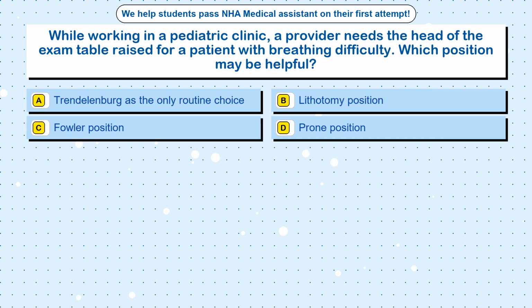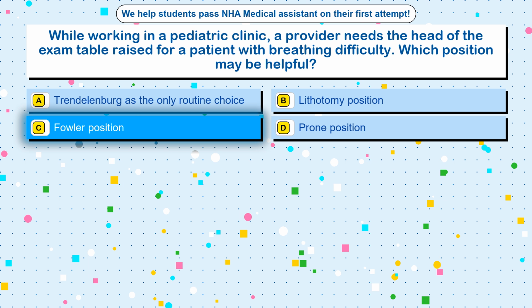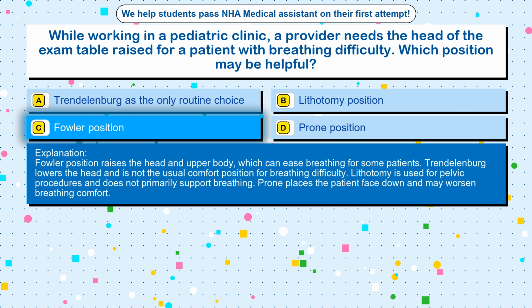Question 58. While working in a pediatric clinic, a provider needs the head of the exam table raised for a patient with breathing difficulty. Which position may be helpful? Option A. Trendelenburg is the only routine choice. Option B. Lithotomy position. Option C. Fowler position. Option D. Prone position. The correct answer is option C. Fowler position. Fowler position raises the head and upper body, which can ease breathing for some patients.